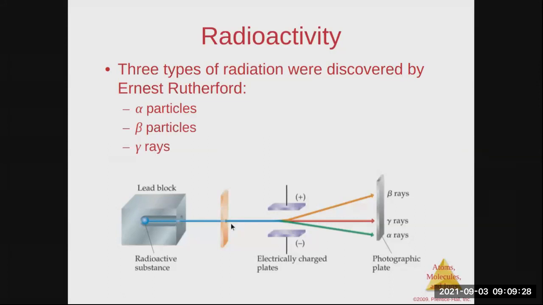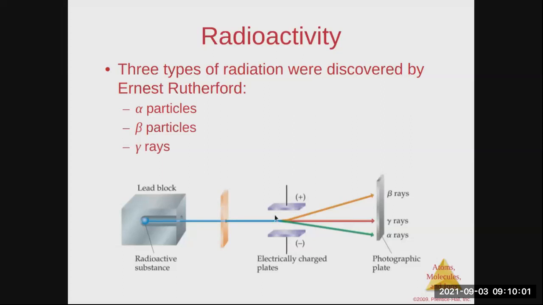We then have, again, electrical plates. We have a positive plate and a negative plate. And the purpose of these is that they are going to tease apart the particles. A positively charged particle would be repelled or pushed away by the positive plate. A negatively charged particle would be pushed away by the negative plate. A particle that has no charge would neither be attracted nor pushed away by either of those plates. So let's have a look.